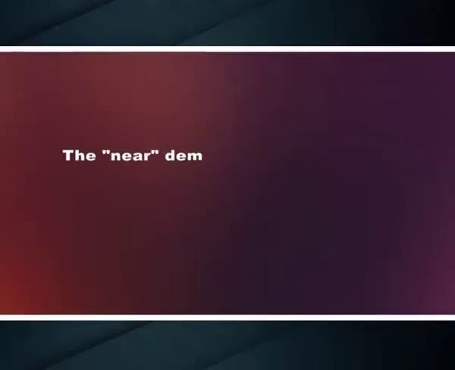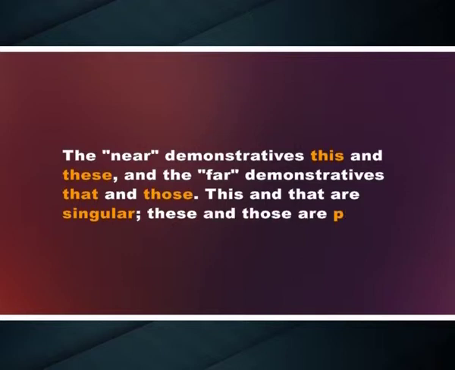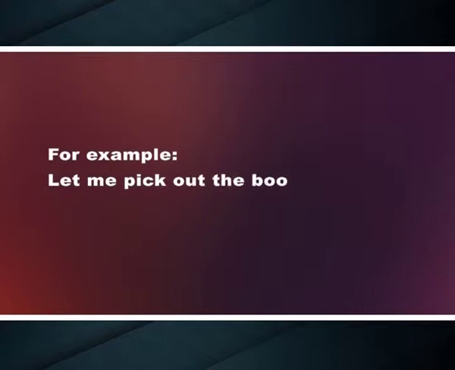Demonstrative pronouns. In grammar, a demonstrative is a determiner or a pronoun that points to a particular noun or to the noun it replaces. There are 4 demonstratives in English: the near demonstratives, this and these, and the far demonstratives, that and those. This and that are singular, these and those are plural. A demonstrative pronoun distinguishes its antecedent from similar things. For example, let me pick out the books. I want these, not those.